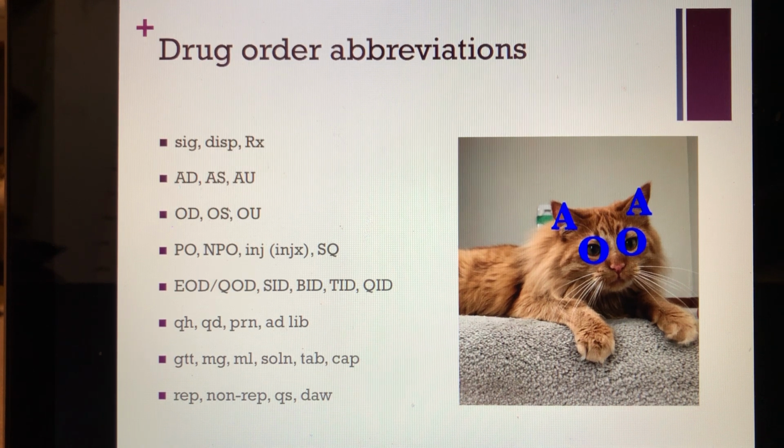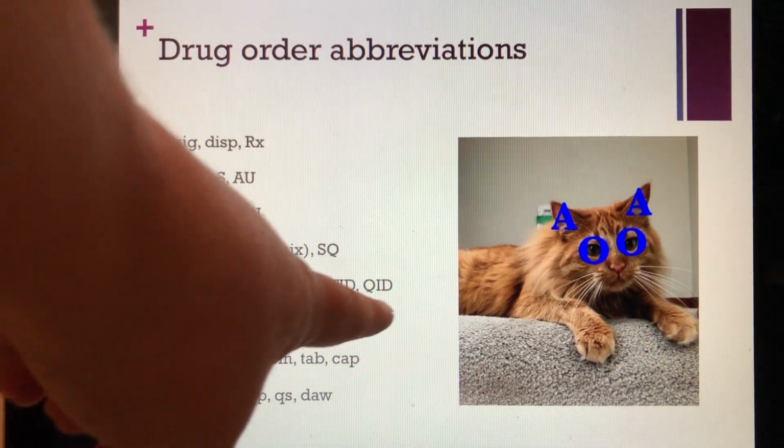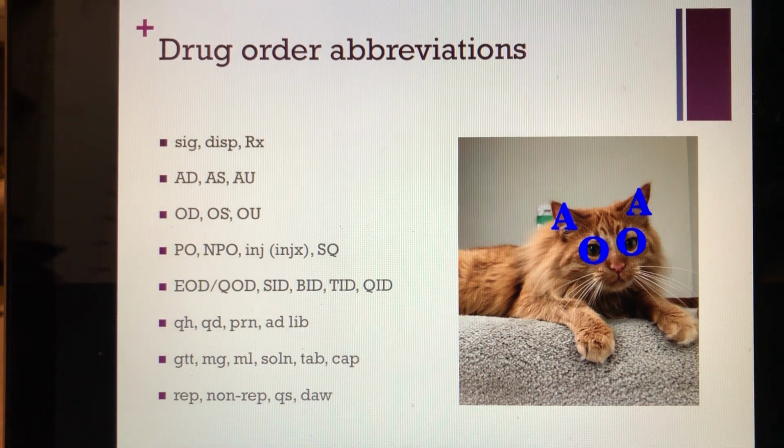So SID, we're giving 1 tablet in 24 hours. BID, we're giving 1 tablet every 12 hours. TID, we're giving a tablet every 8 hours. QID, we're giving a tablet every 6 hours. So basically, we just divide the number of hours in a day, 24, by how many times in a day we're giving it, so either 1, 2, 3, or 4. And that's how many hours the interval should be, or how much time between the medications.